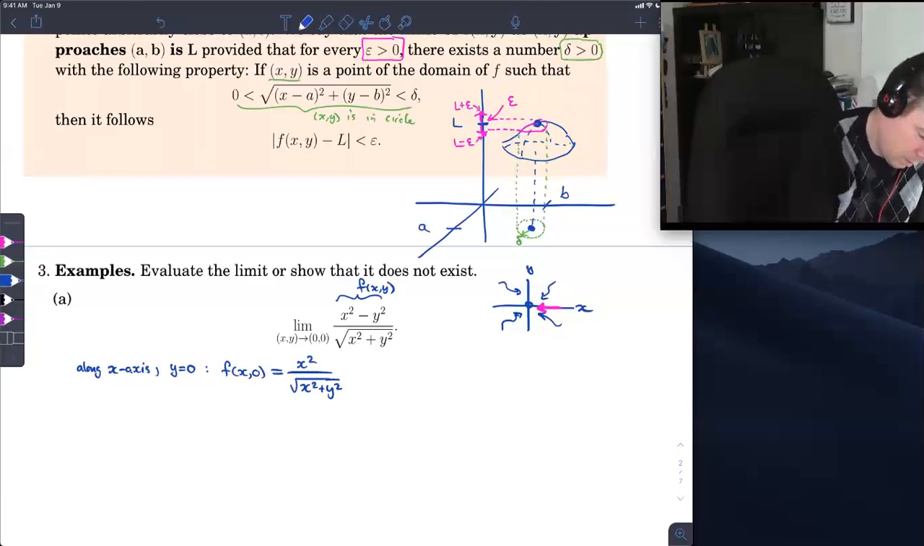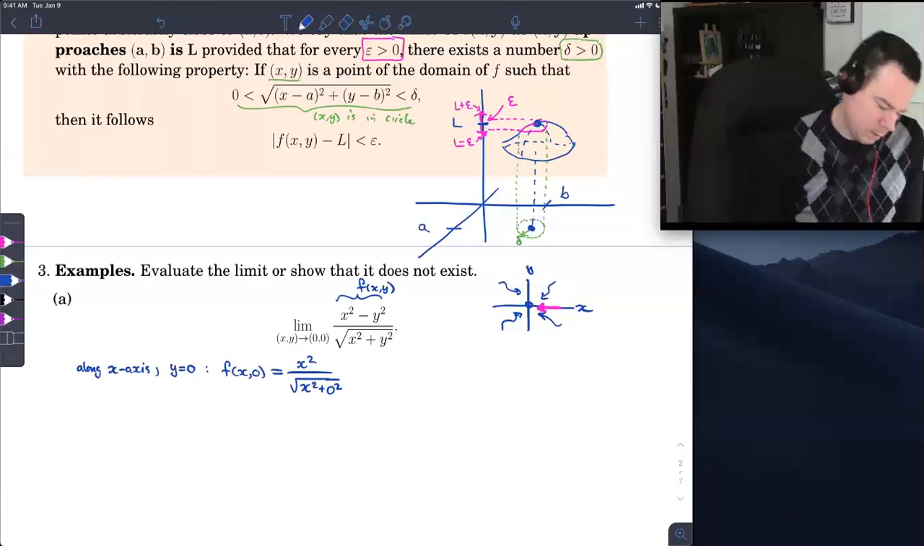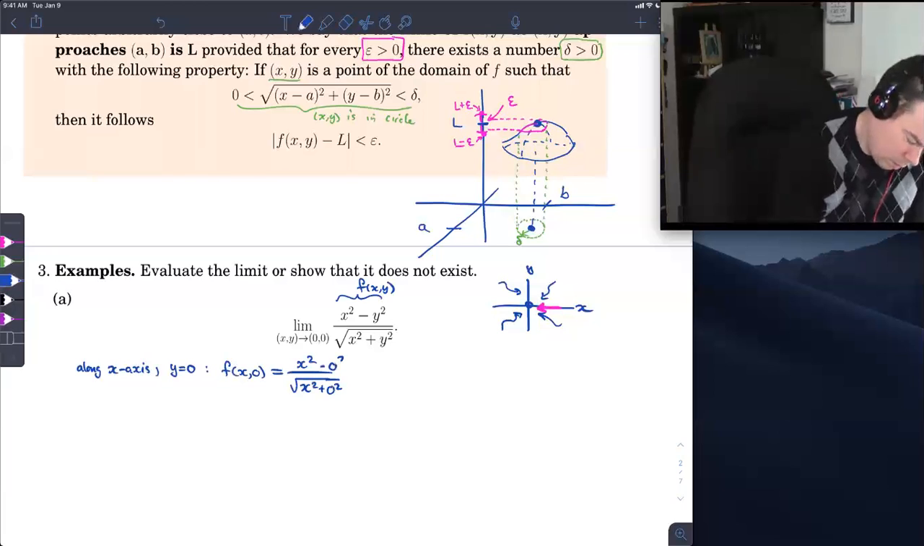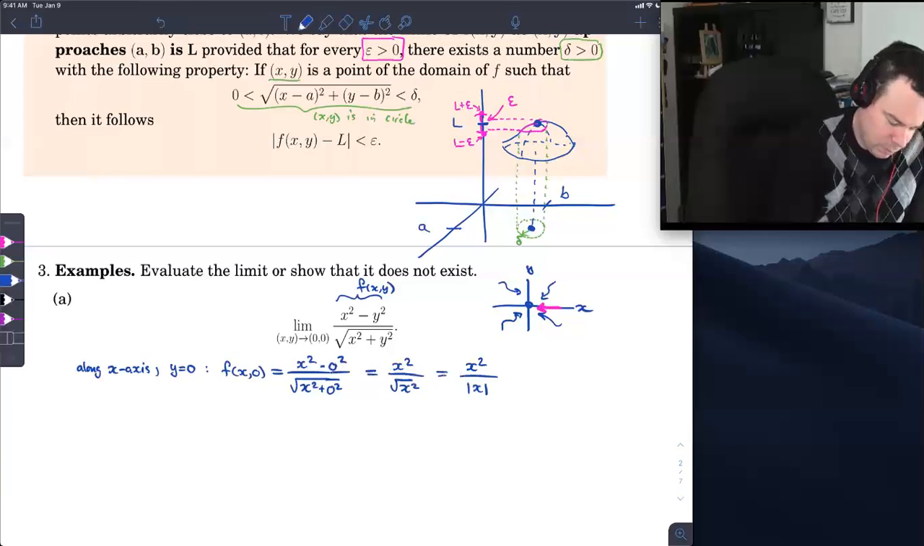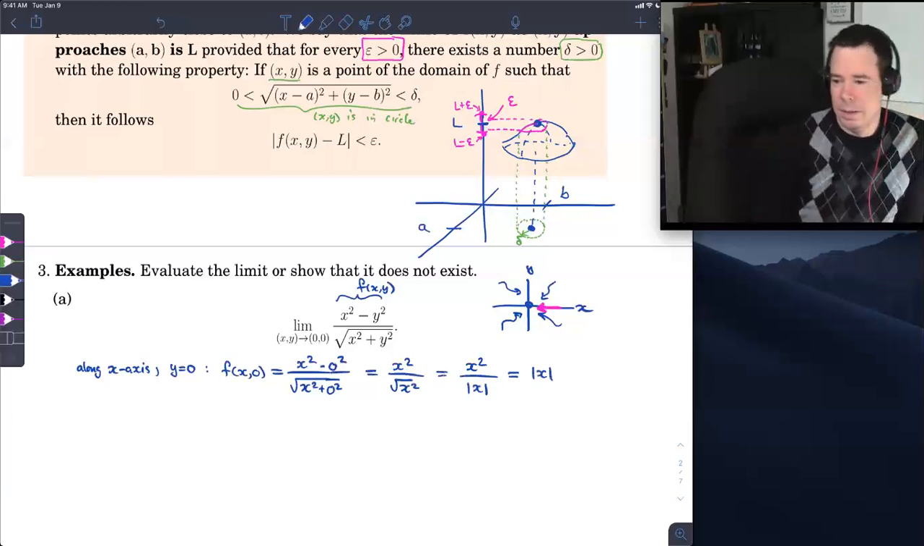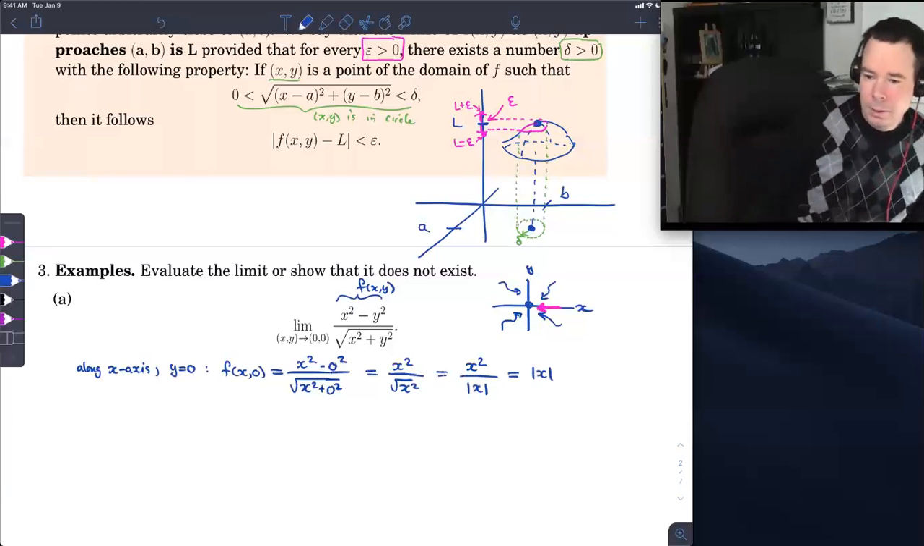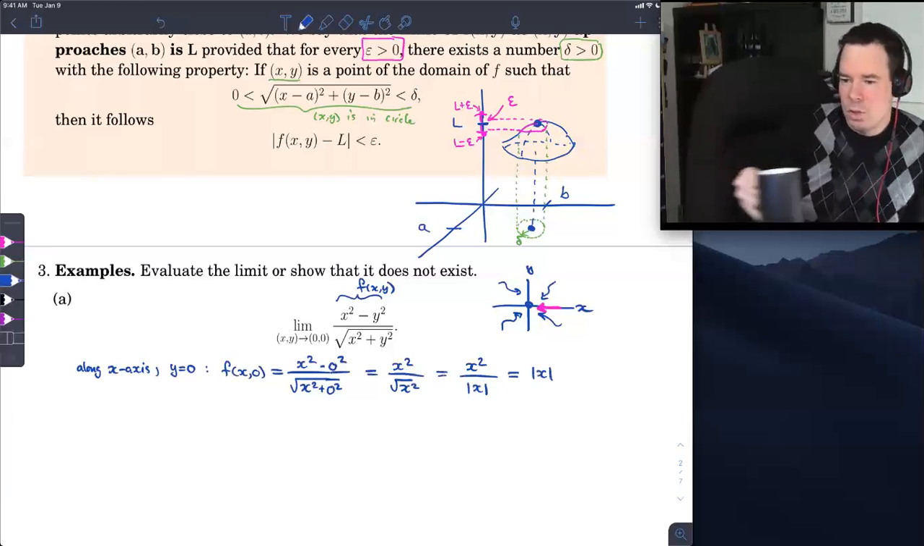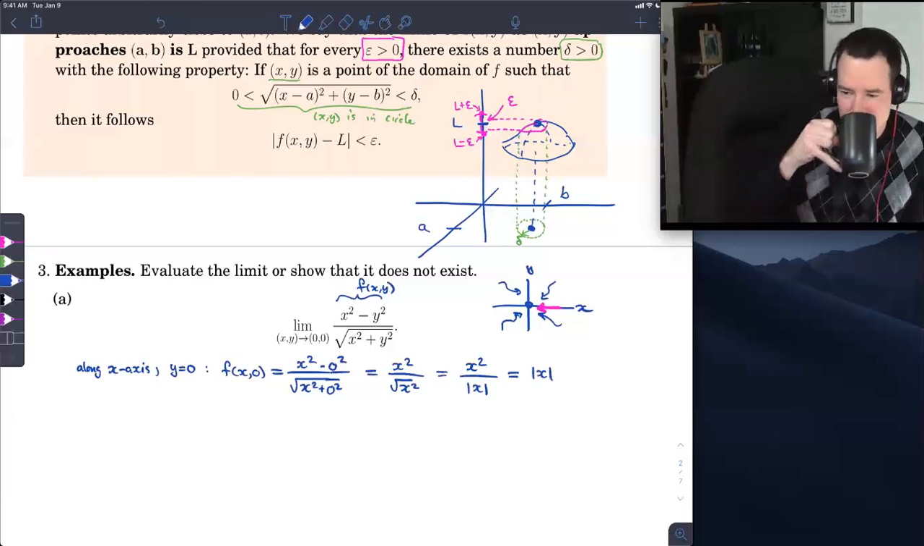And, oops, I need to make that second y value 0 as well. So maybe I'll put the 0 in there just so you can see that I've plugged 0 in. I get an x squared over a root x squared, or in other words, an x squared over the square root of x squared, which is the absolute value of x. And so x squared over the absolute value of x is the absolute value of x. So that's what our function is doing for values along the x-axis.